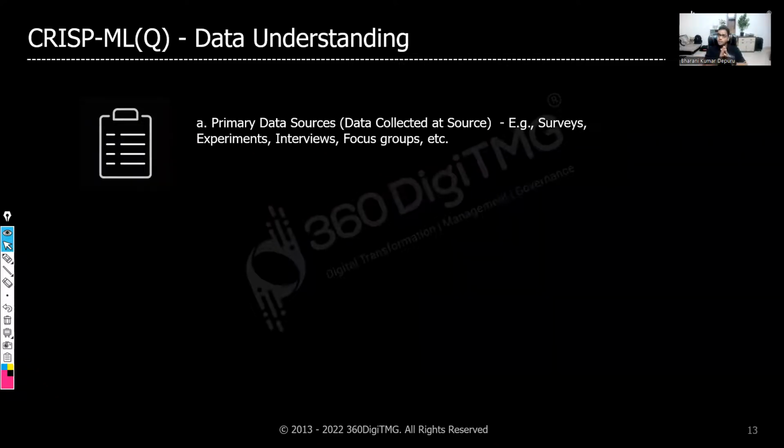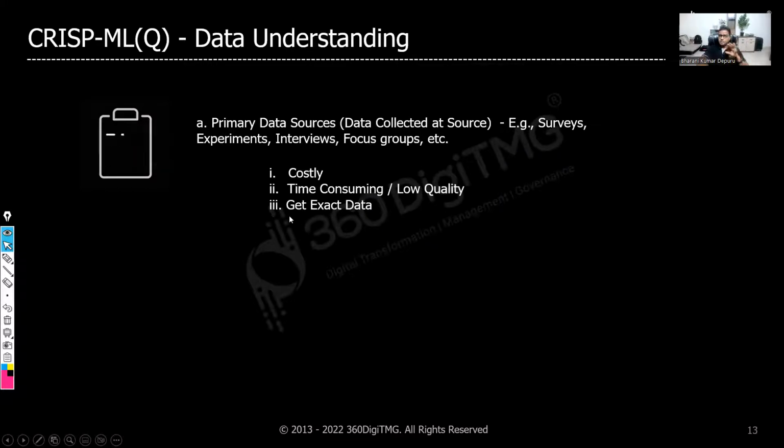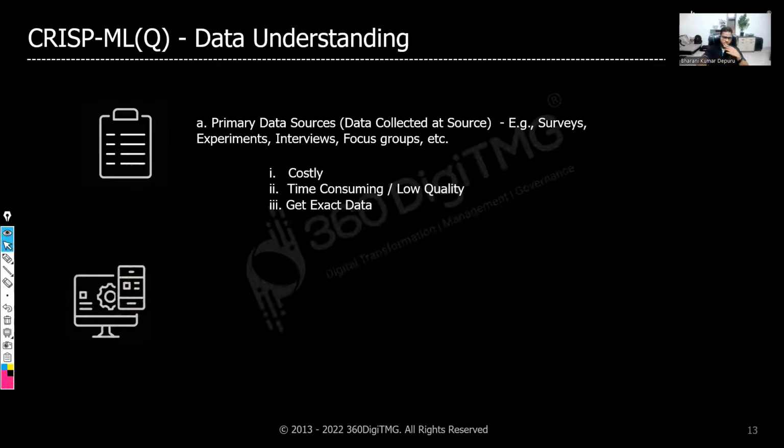So there are two data sources. One is primary data source, which includes surveys, experiments, interviews, focus groups, etc. It is costly to get the data. It is time consuming and you might get low quality data. However, you might get exact data needed for your analysis.